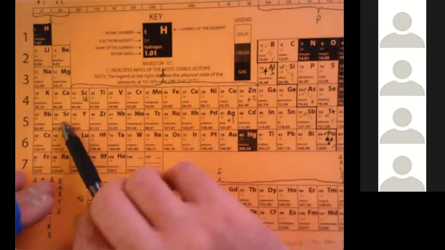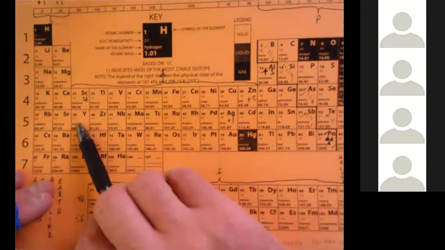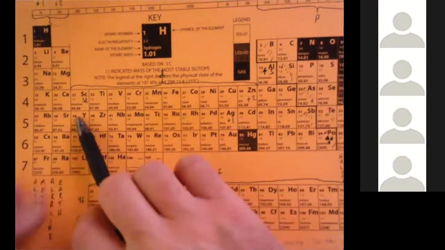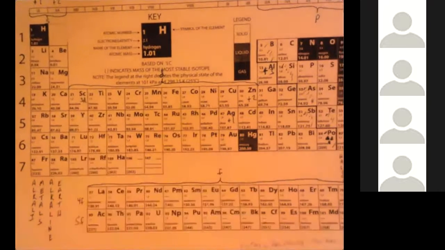So this is 5s2, but this is 4d. These are always one behind the s's. So let's do silver.